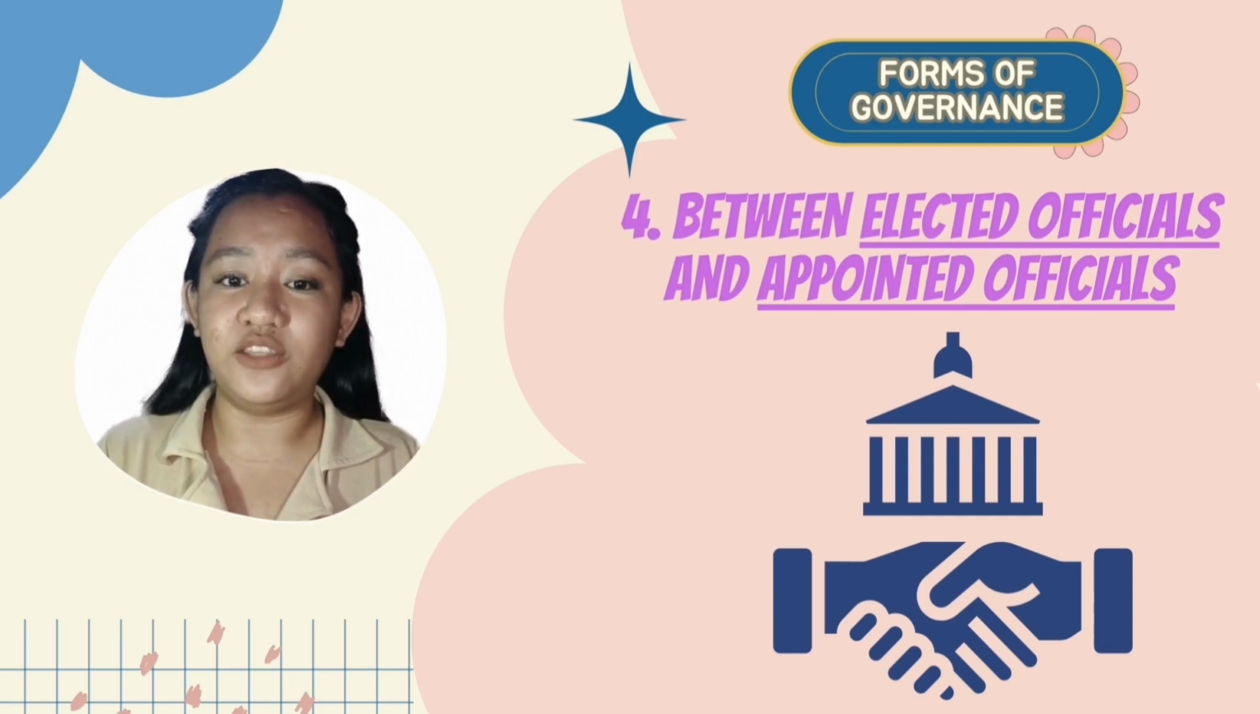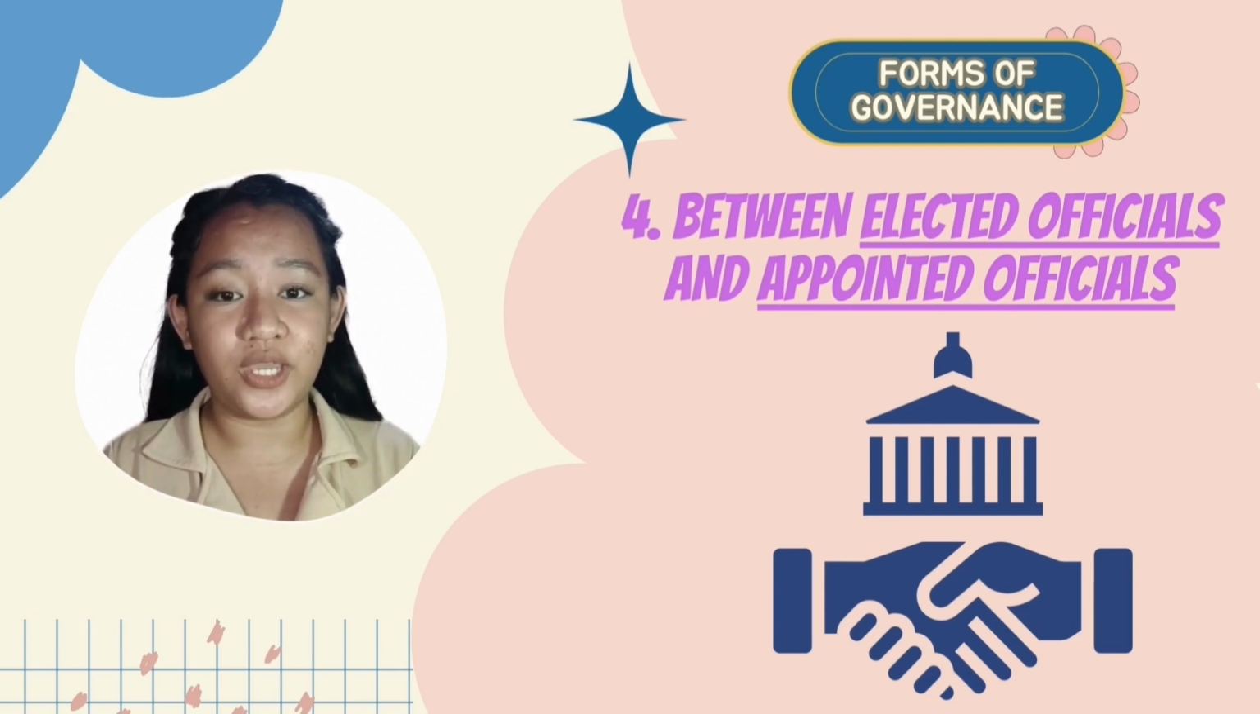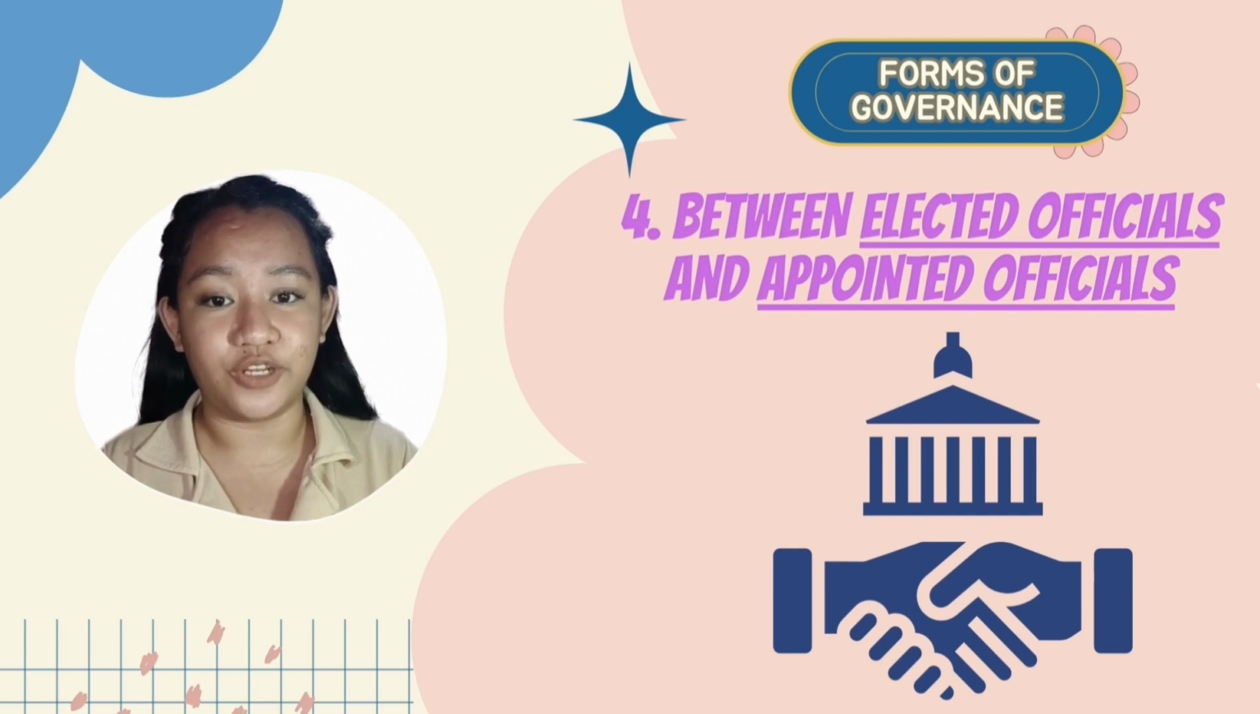So, example of elected official is our president, vice president, or the senators, while the appointed officials are the Secretary of Department of Health or Secretary of Department of Education. In a nutshell, elected officials and appointed officials should work together in order to have an organized government, because these two help each other to implement rules in our country.